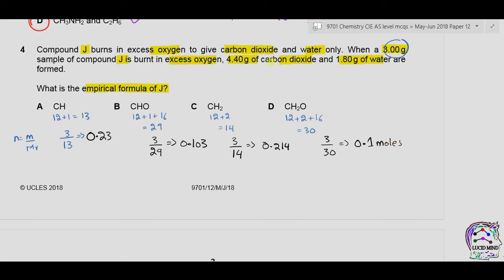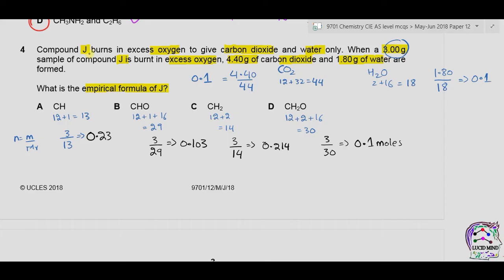Let's find the moles of carbon dioxide and moles of water. Carbon dioxide is CO2. The molecular mass comes equal to 44. Water is H2O. The molecular mass comes equal to 18. So 4.40 grams divided by 44. The number of moles come equal to 0.1 moles. For water, 1.80 grams divided by molecular mass, which is 18. It also comes equal to 0.1 moles.